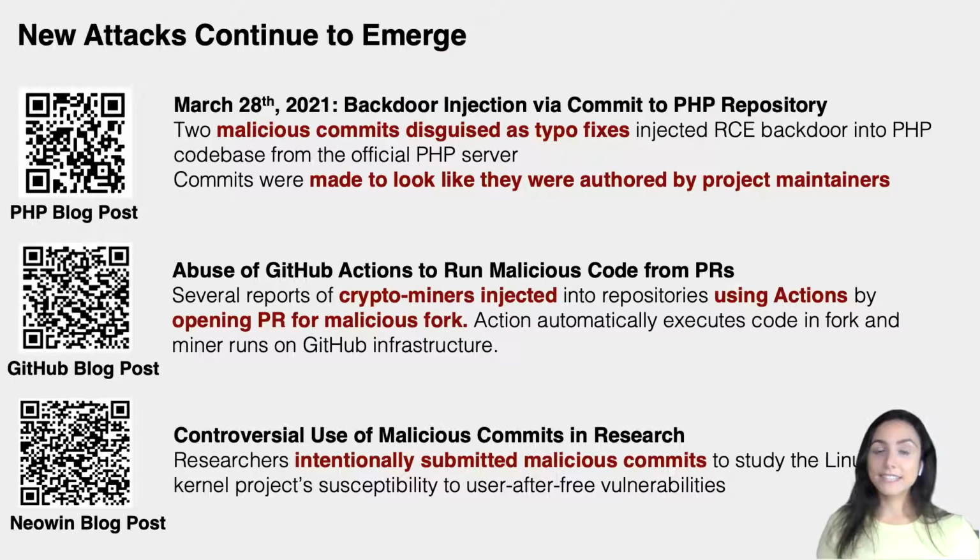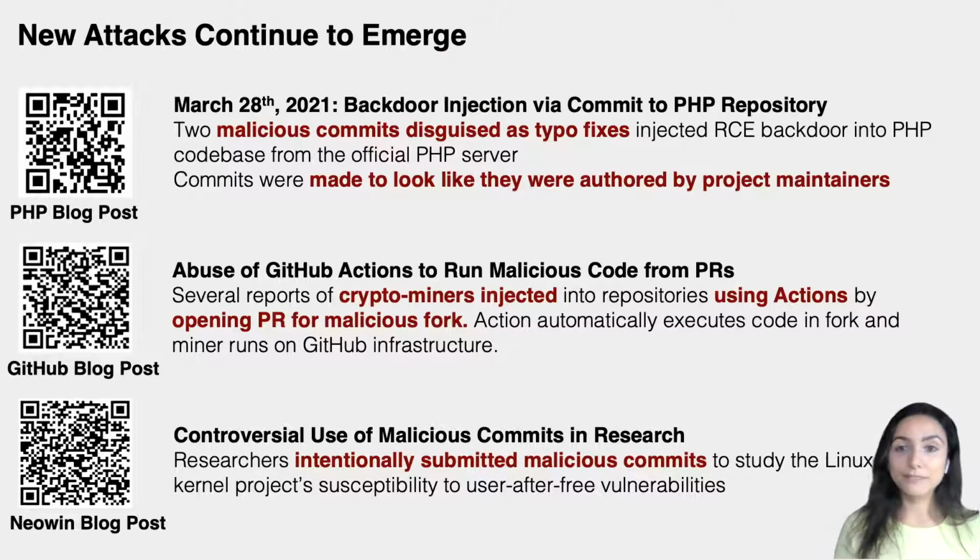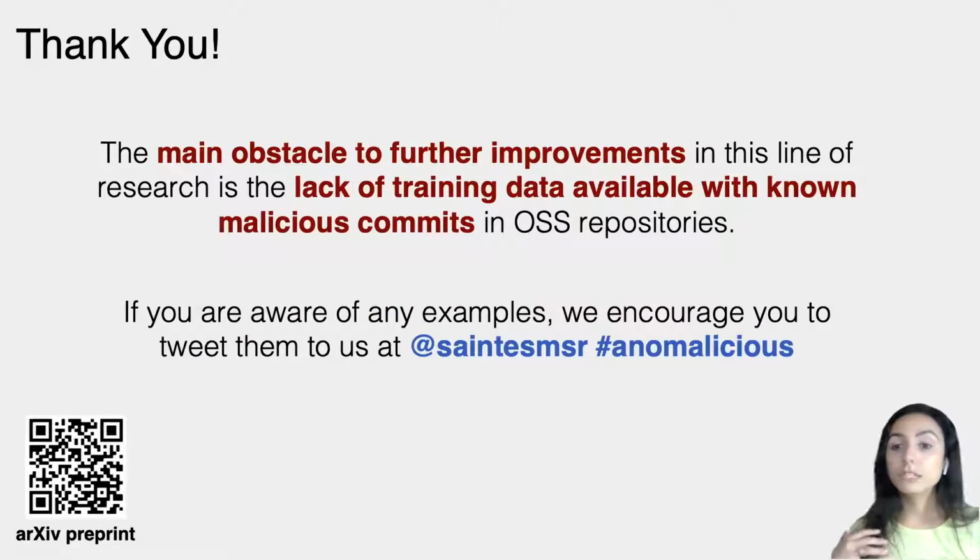To emphasize that this is really a growing problem that needs to be addressed, these are attacks that have occurred between submission of our work and now. These QR codes link to more details on all of those incidents. But really, we need more data. As I mentioned, at the time of our experiments, we only had 15 repositories with known malicious commits.